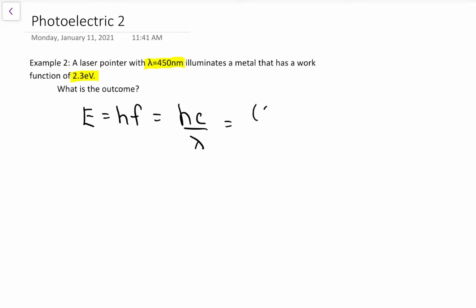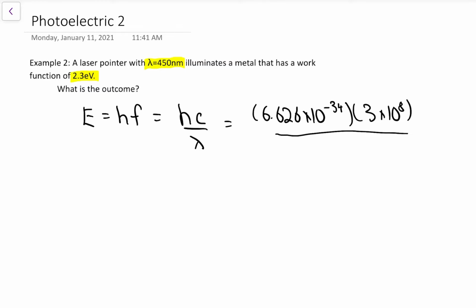For these particular numbers, h is always the 6.26 number. Speed of light is always 3 times 10 to the 8. But for this one, I've changed the wavelength. It is now 450 nanometers, which is 4.5 times 10 to the negative 7. Crunching all that out and going to 2 decimal places, I get that the energy of each photon of light is 4.42 times 10 to the negative 19 joules.